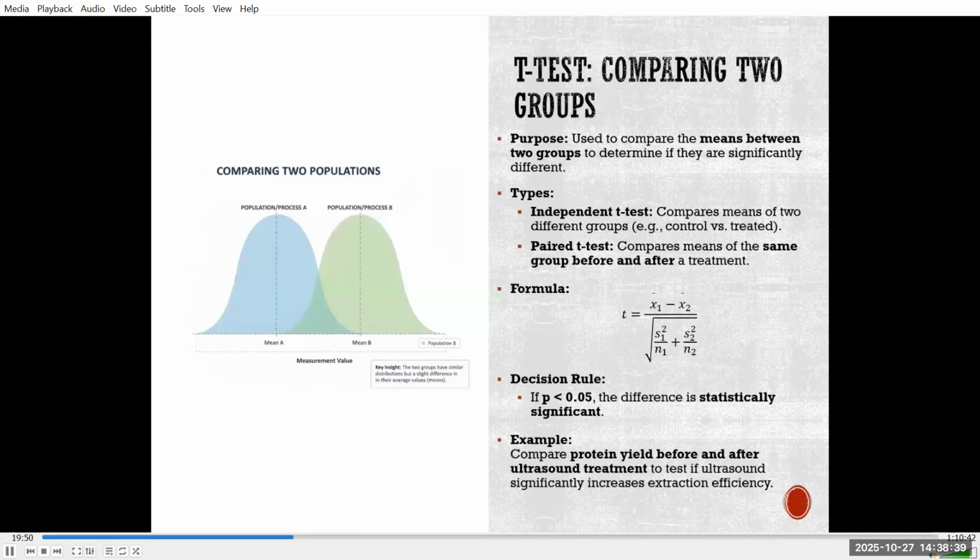Okay, then let's come to the different types of t-test. There are three different types of t-test: one sample t-test, independent sample t-test, and paired sample t-test. One sample t-test is to test whether the mean of a single sample is significantly different from the known or hypothesized value, which is called the test value.